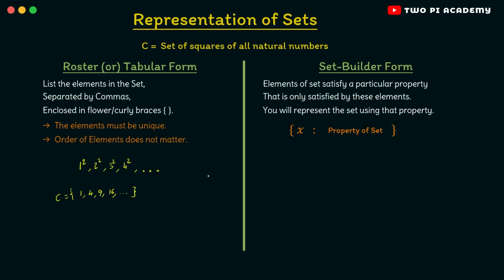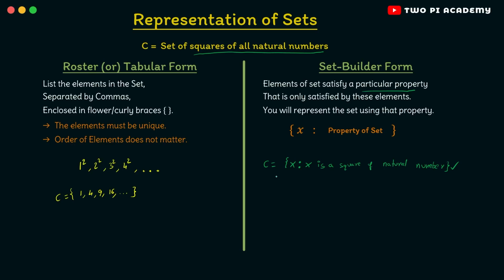Simple, right? But what about the set builder form? For the set builder form, you'll first write the curly braces to denote that it is a set and a generic element X such that, here we need to specify a particular property of these elements. Here that property is these elements are squares of all natural numbers. So you can write the same thing. X is a square of natural number. So this is the set builder form representation of the set capital C.